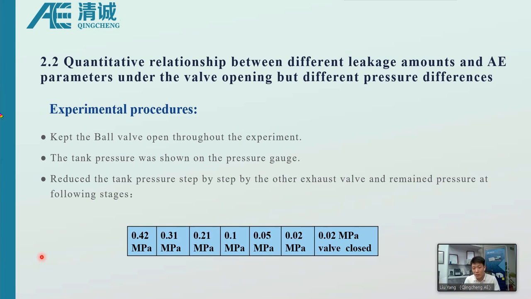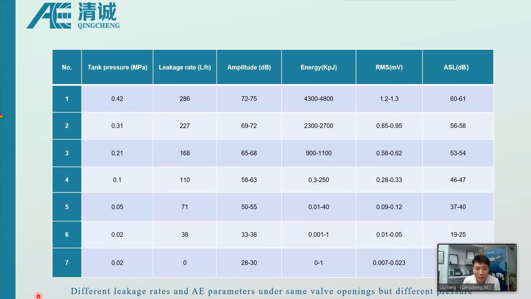We decrease the tank pressure from 0.42 MPa until it's almost 0, at 0.02 MPa. After sampling, we also get the data with the tank pressure, the leakage rate, the amplitude, energy, RMS, and the ASL, which is directly calculated by the computer from the AE signals.